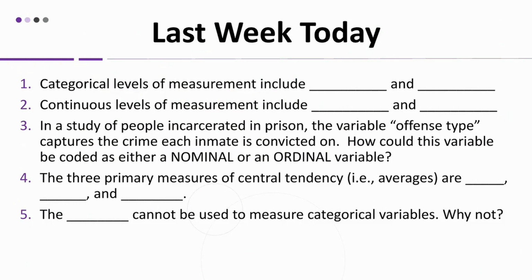Categorical levels of measurement include blank and blank. Remember, categorical, we're talking about groups, we're talking about people, places, things, so to speak. Categorical is going to be nominal and ordinal. We can see it outlined in question 3. Difference being that with ordinal you can rank and order them, put them in a logical order.